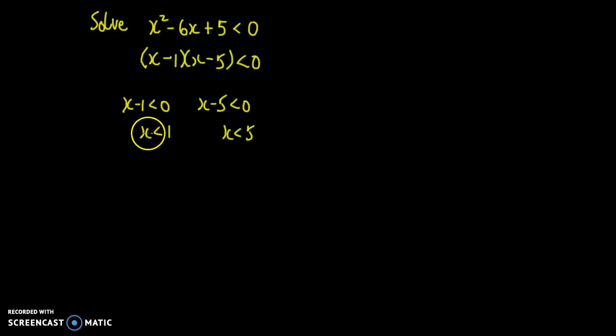So x less than 1, let's try 0. 0 squared is 0, subtract 6 times 0 is 0, plus 5. Well, that's 5. So 5 is less than 0, doesn't work.